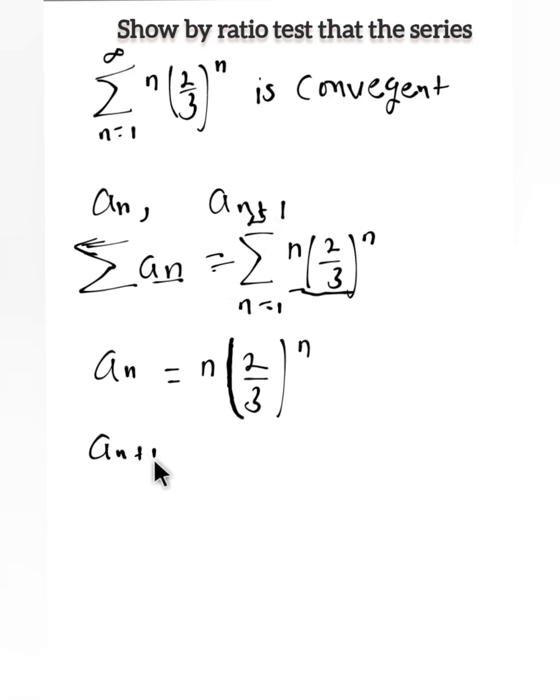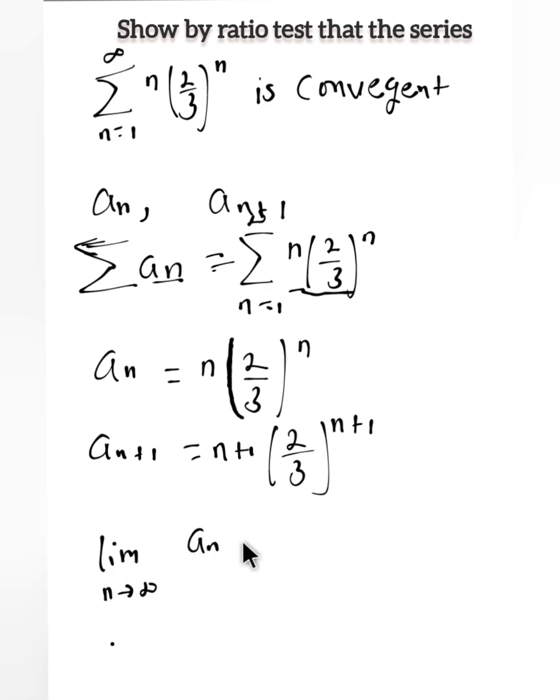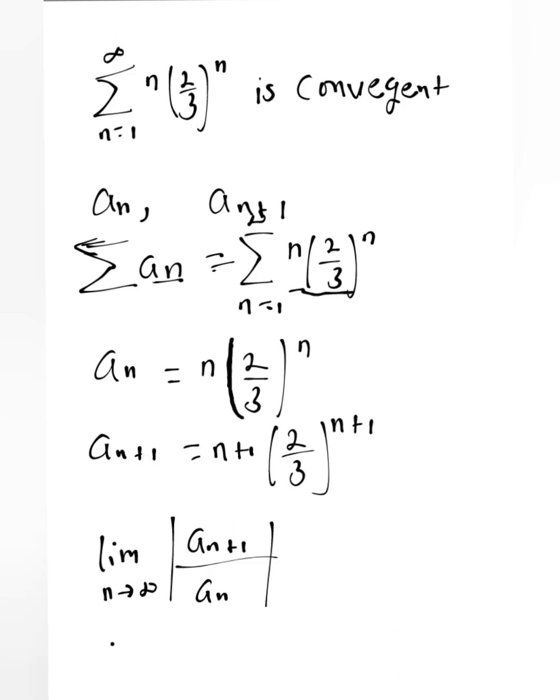For an plus 1, it's quite easy. Anywhere there's n in the sequence an, we just need to substitute n plus 1 for n. So this n here will become n plus 1, times 2 over 3 raised to the power, this n here becomes n plus 1. We're going to find the limit as n tends to infinity of an plus 1 all over an, of course the absolute value. So this is the limit we are looking for.